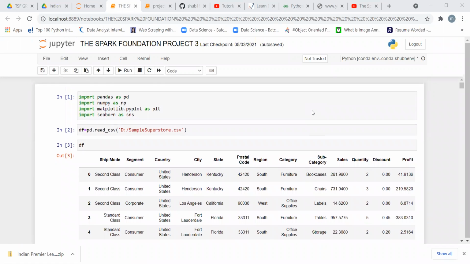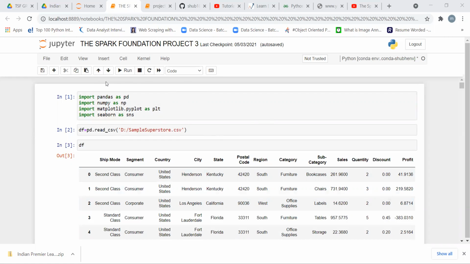So we have used multiple libraries and a sample superstore data set, and here we analyze profit in different sections given in the data set, such as city-wise, state-wise and region-wise. We analyze the profit and also where the profit decreases.